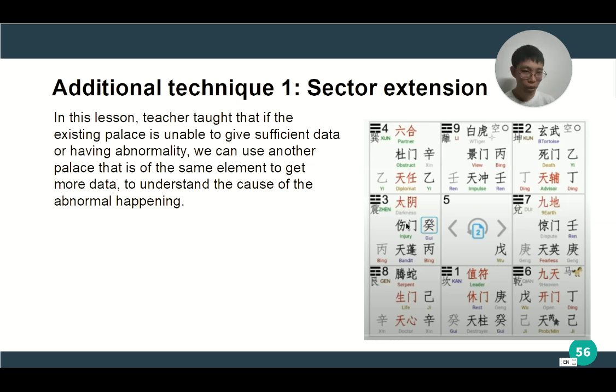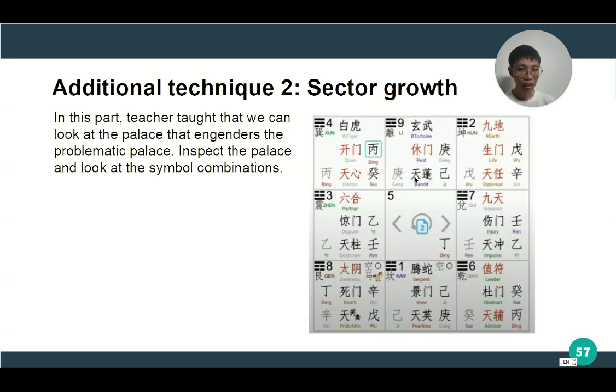So from here we can see that this lady is a gambler and she's hiding this from the man. So this produces the obstruction door. So this is the technique Mr. Douglas is teaching us. For the second technique, he teaches us a sector growth method.